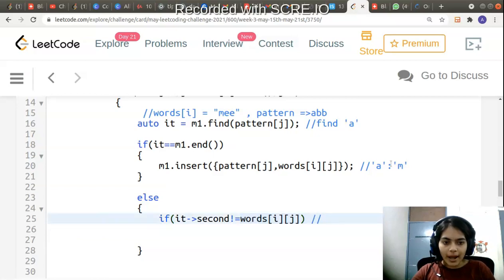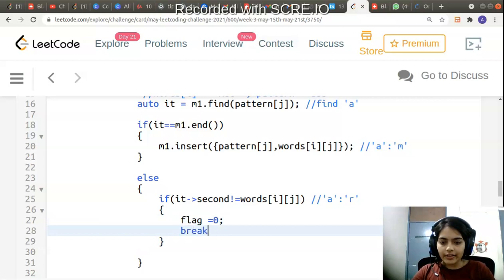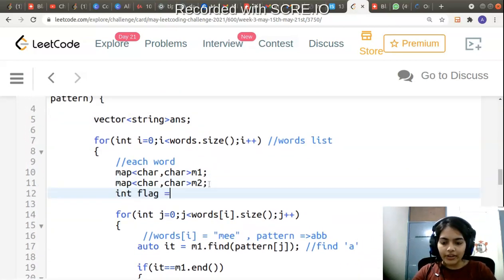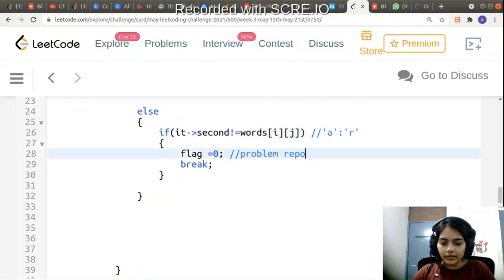Suppose a is mapped to m. Next time suppose you are trying to map a to r. Now if these two mappings are different, that means r is different from m, right? So in this case, what can we do? We have to stop. So I will declare a flag variable that I'll make 0 and I will give a break statement. I have to make a character variable flag here, and I am making it 1. So whenever flag is 1, it is fine, but if flag becomes 0, we know that there is a problem and we are reporting the problem.